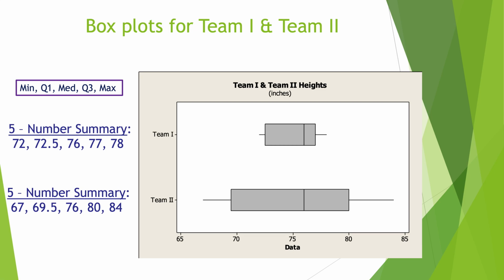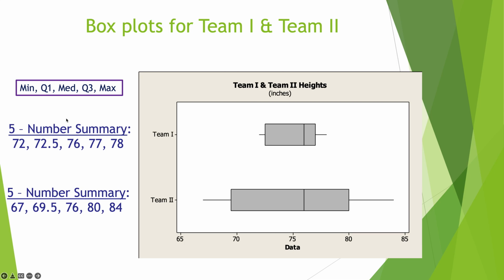So, here are team one and team two from our lesson that we did the other day. Here's the five number summary. And remember, the five numbers are always the minimum, the first quartile, the median, also sometimes called the second quartile, the third quartile, and the maximum.